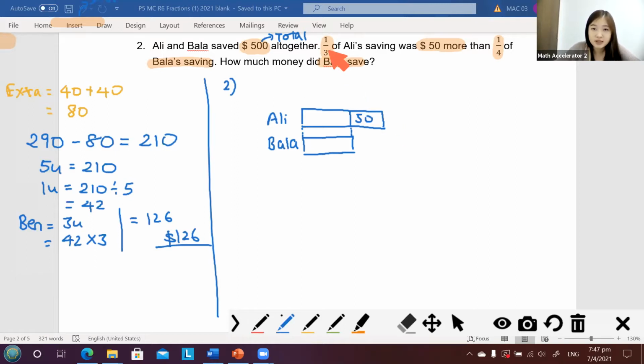Okay, because look at the denominator. We need 3 of it. Okay, we only have 1. So you need to draw 2 more. Okay, because this is 1/3, you want everything, you need 3 of it. So add in 2 more. Okay, so 1/3, 1/3, 1/3, you have 3 of it, becomes 1 whole.